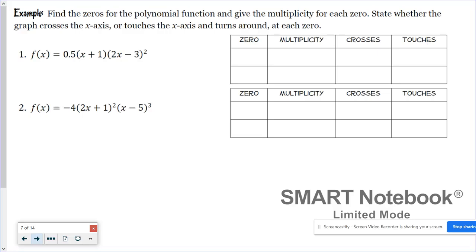In problem number 1, we have the function f of x equals 0.5 times the quantity x plus 1 times the quantity 2x minus 3 squared. Looking at that first factor of x plus 1, x plus 1 means there's a zero or an x-intercept at -1. The multiplicity of that factor is 1. It only appears once; there's no visible exponent. Since it's odd, it crosses the x-axis, because odd crosses and even touches.